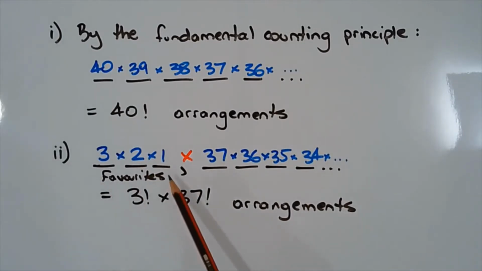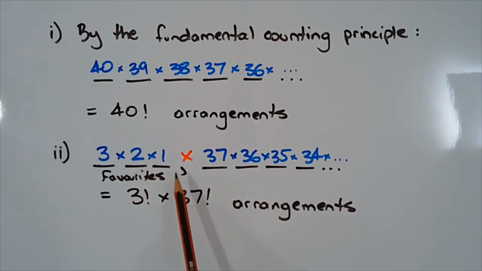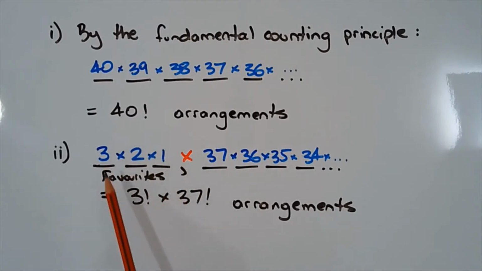Now for part 2, I'm going to split the dash diagram into sort of 2 parts. The first 3 dashes represent Alex's favorite songs. So she's got 3 favorite songs that she'd like to order in a particular way. So for the first 3 dashes, she has a choice of 3 favorite songs. Once one has been chosen, she has a choice of 2.